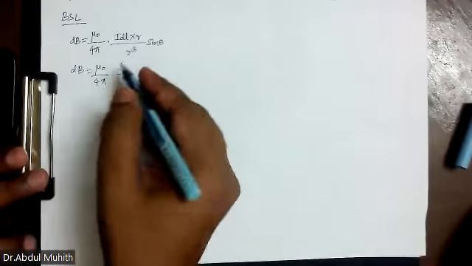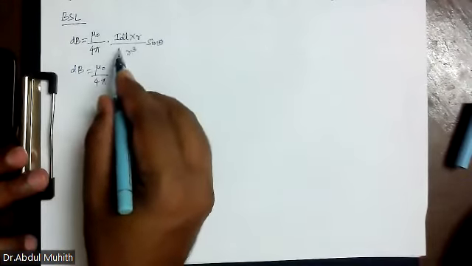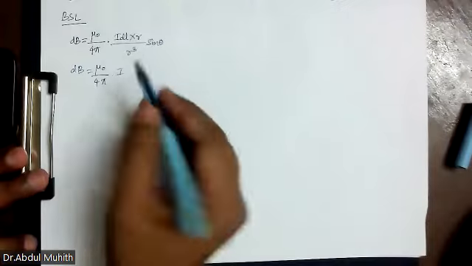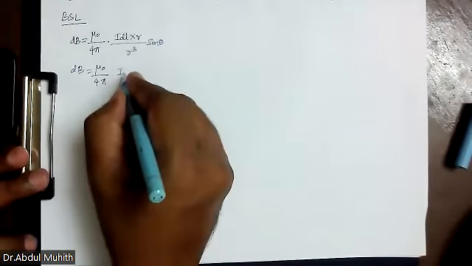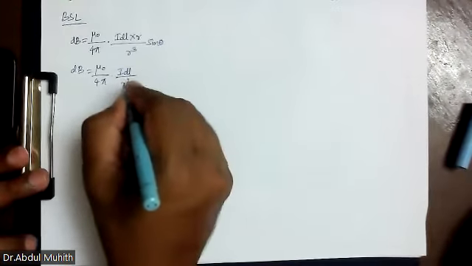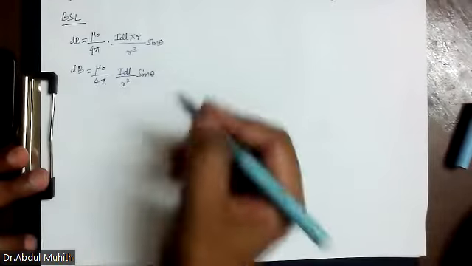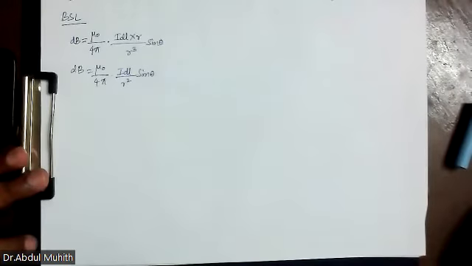So the Biot-Savart law formula is dB is equal to mu 0 by 4 pi, I dL cross R divided by R cube, into sin theta. So we are writing I dL divided by R square into sin theta. This is the formula for dB, the formula for the Biot-Savart law.